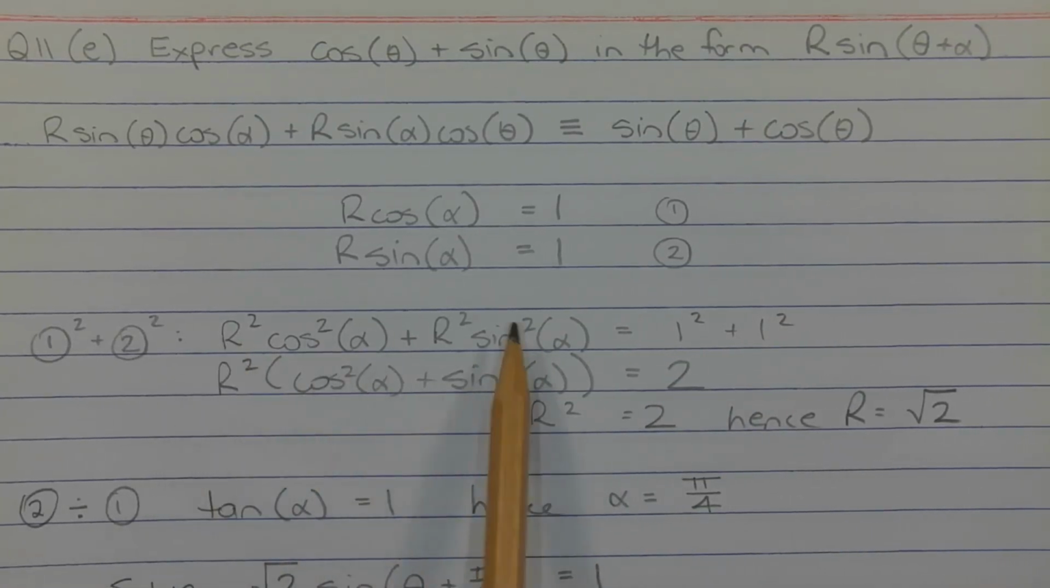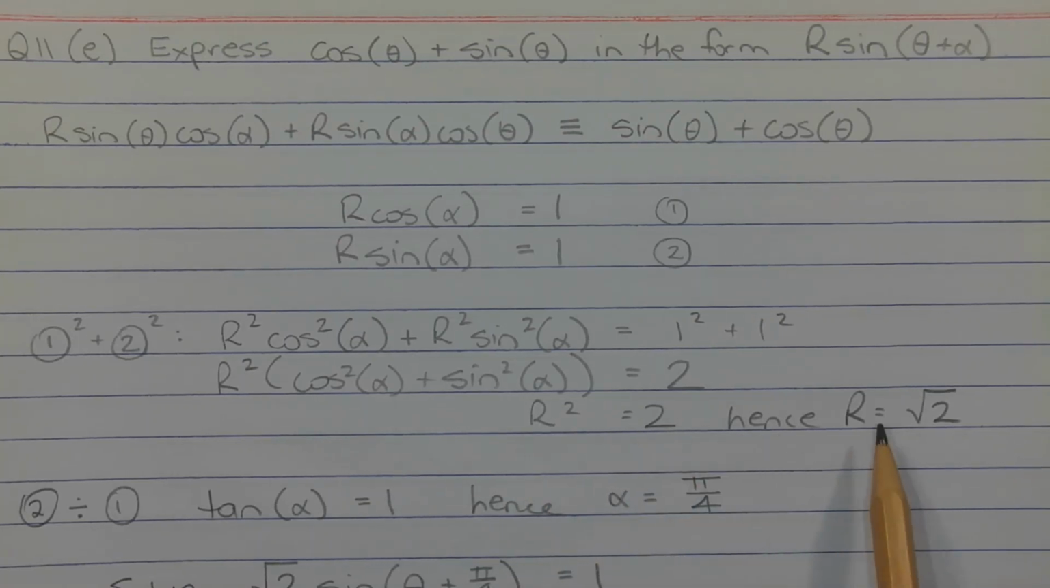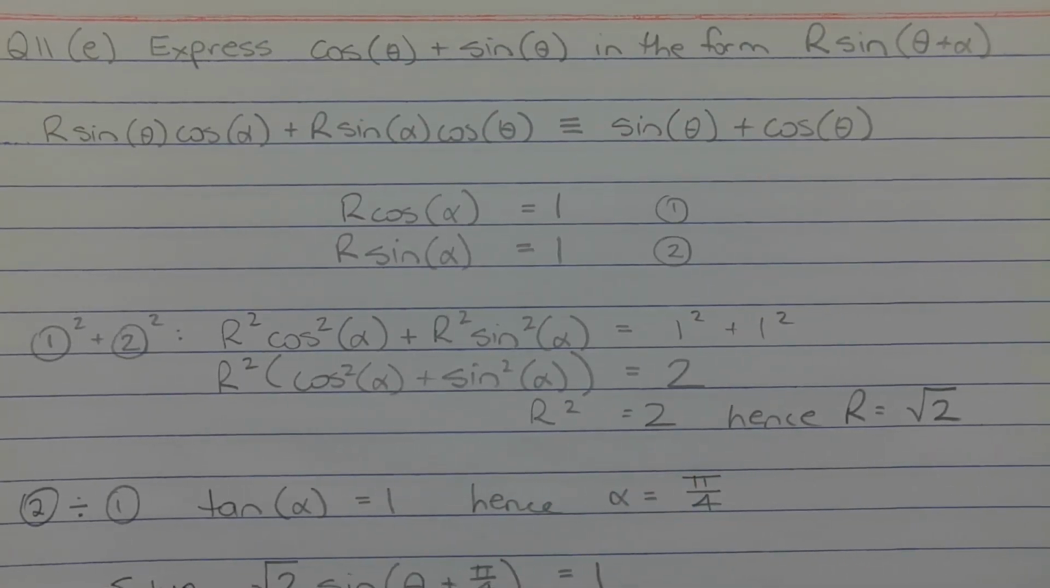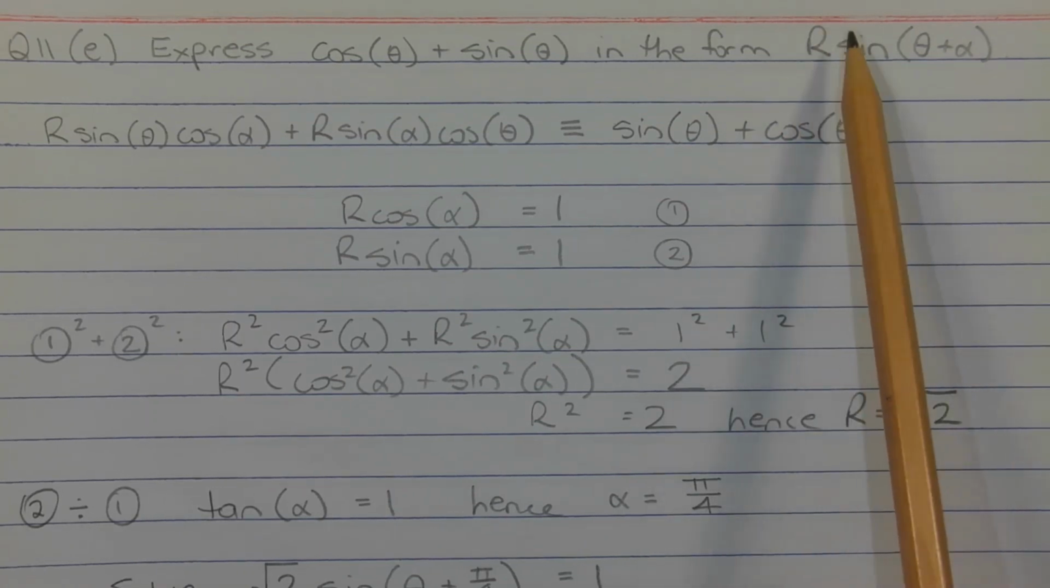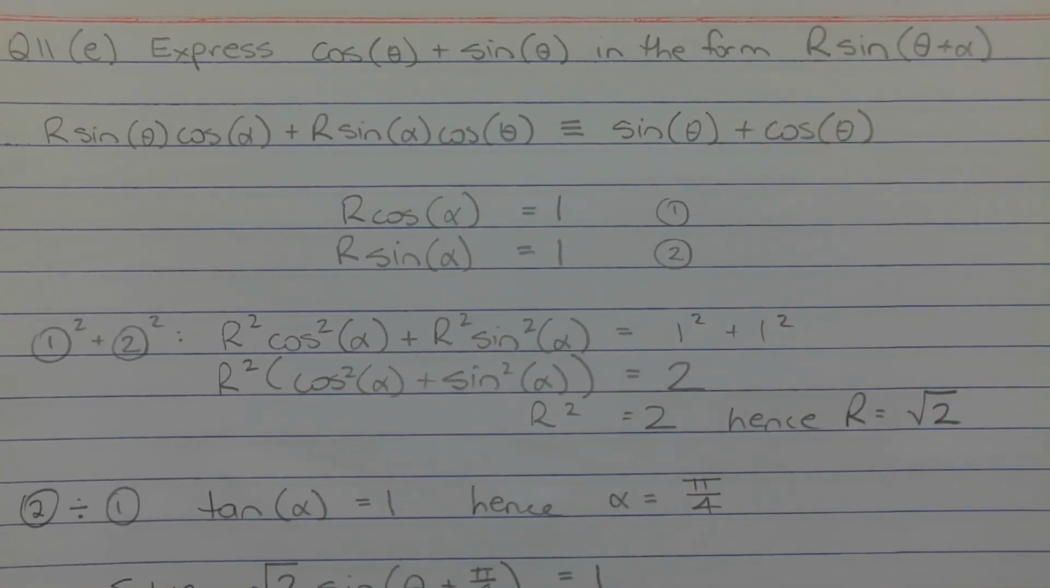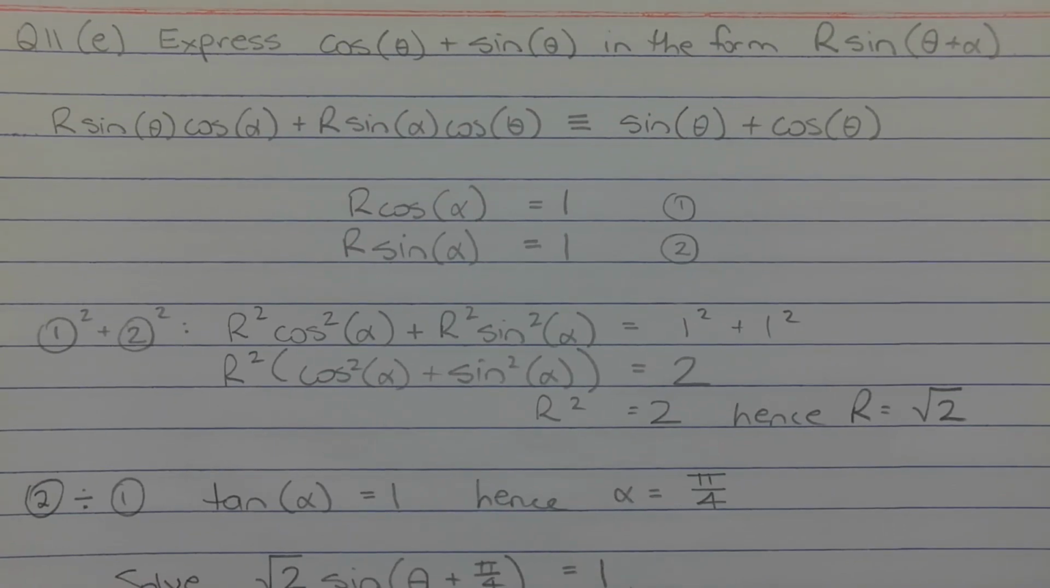Now 1 squared plus 1 squared is equal to 2. Factorising out r squared from both of these terms, we get r squared outside of cos squared alpha plus sine squared alpha in brackets. And cos squared alpha plus sine squared alpha is equal to 1. So r squared is equal to 2. Hence r is equal to the square root of 2. Now r represents an amplitude, so it needs to be positive, which is why we don't use negative square root of 2.